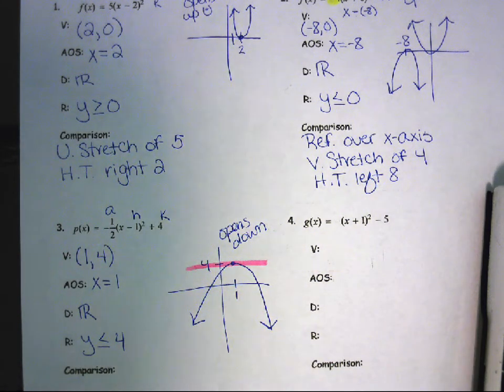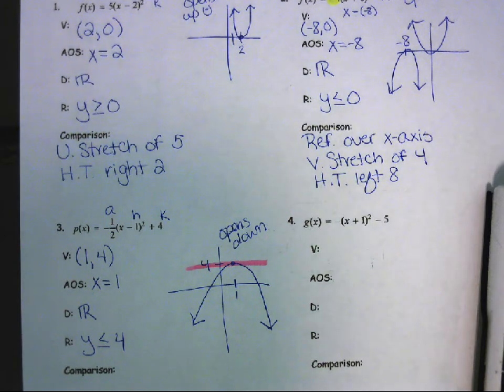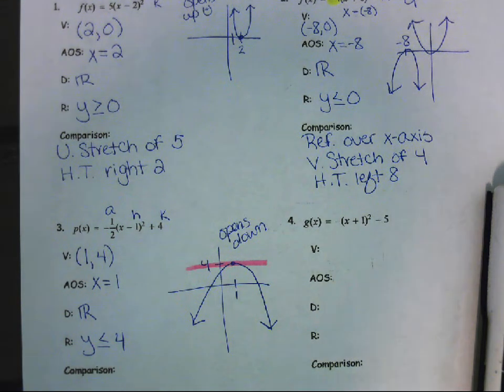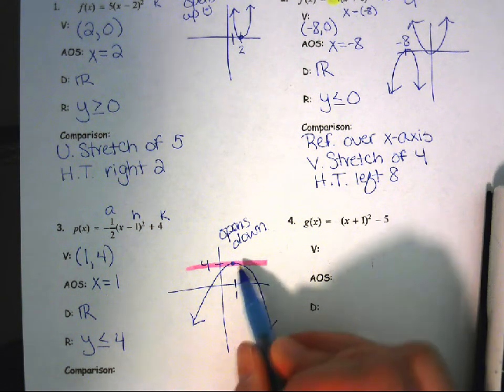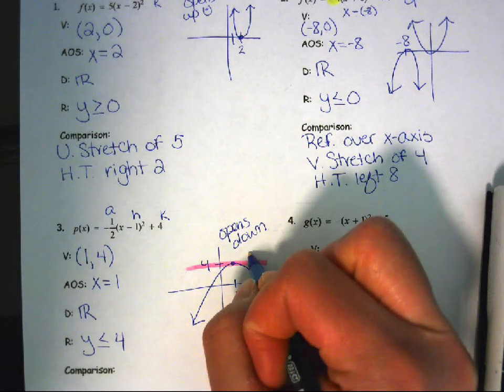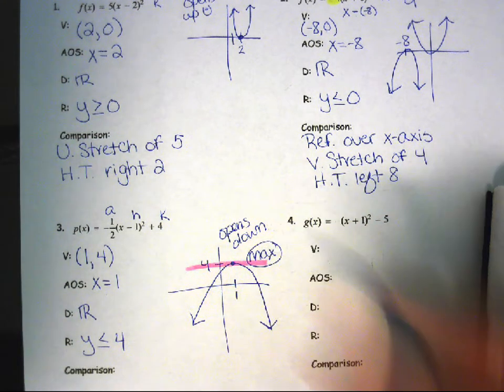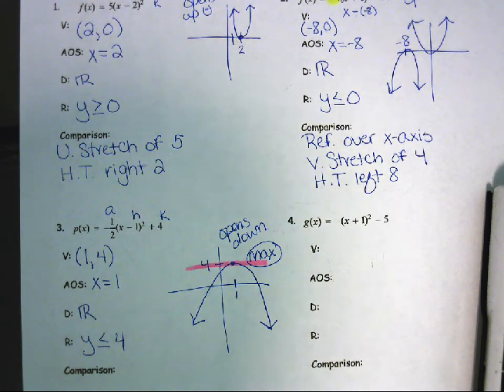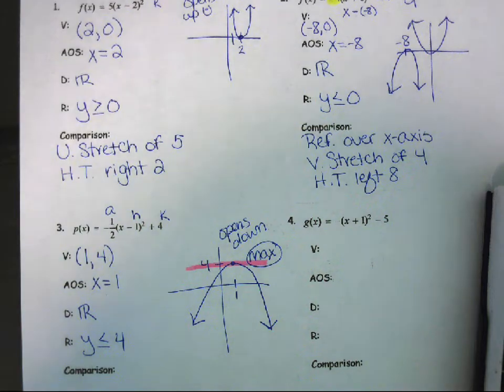Now they did not ask us in this lesson about max and min. I know they did it in yesterday's lesson. So if we were asked, do you see how it's the highest? Then this would just be a maximum. It's kind of a free point, so if they ask, great. If they don't, no big deal.